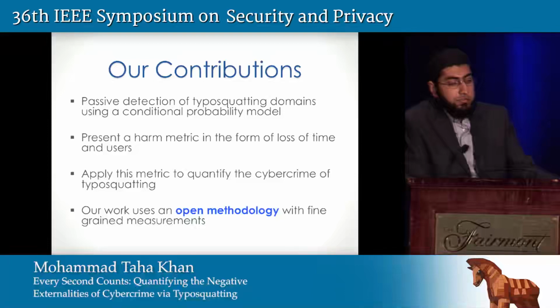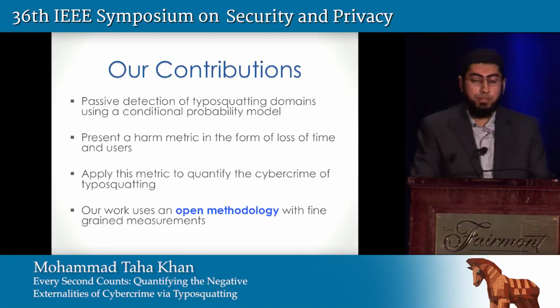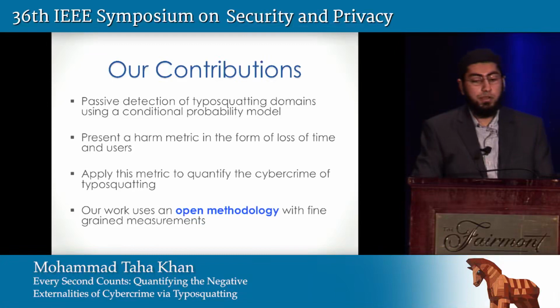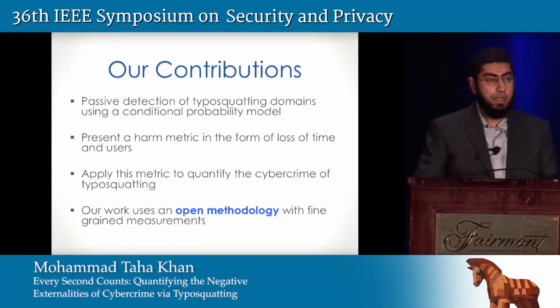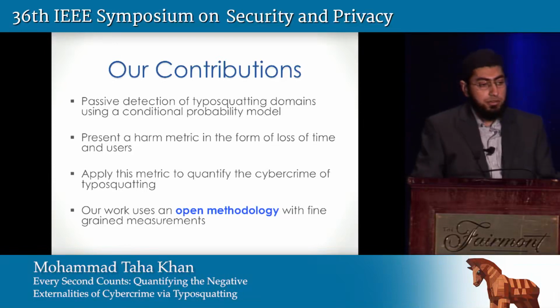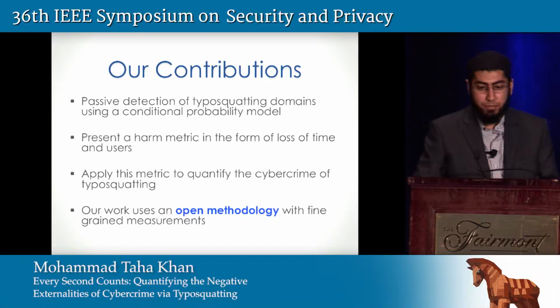Our work focuses on three main aspects. First, we define a conditional probability model to passively detect typosquatting domains. Next, we present a harm quantification metric to evaluate the loss of users and their browsing time. And eventually, we apply this harm metric to quantify the cybercrime of typosquatting itself. Traditional analyses look at harm on a broader scale, whereas our work uses a more open methodology with more fine-grained measurements.